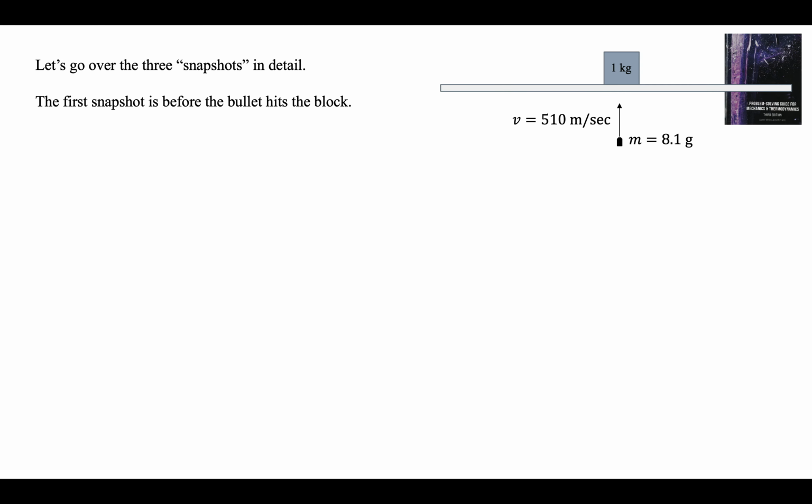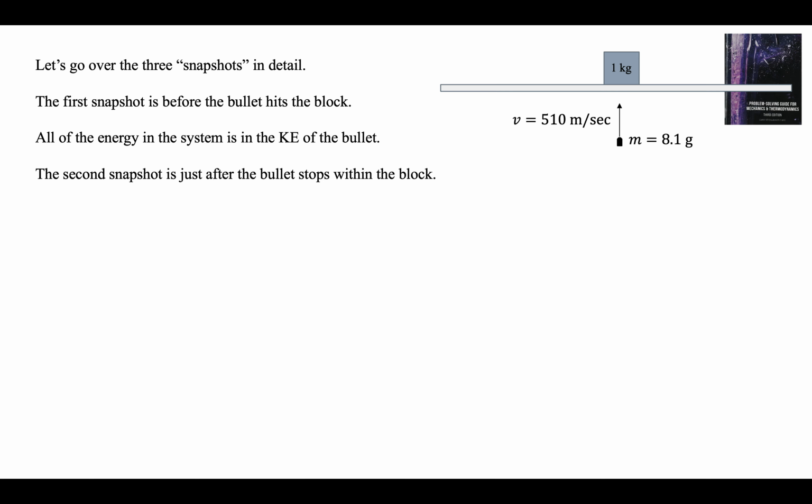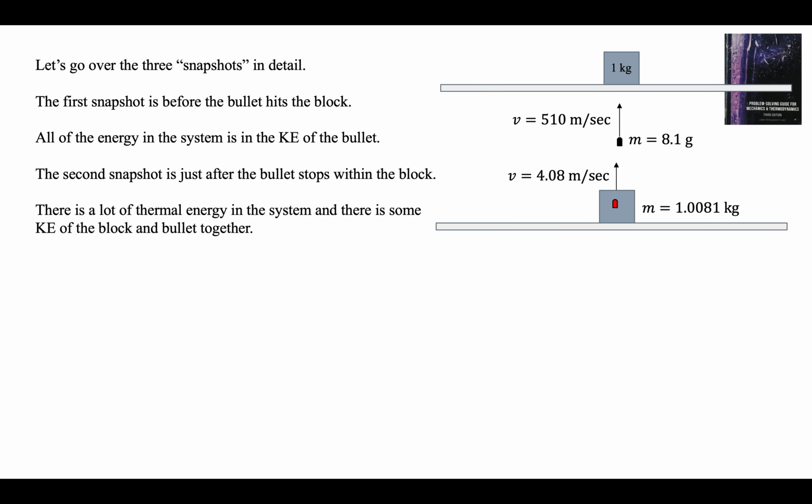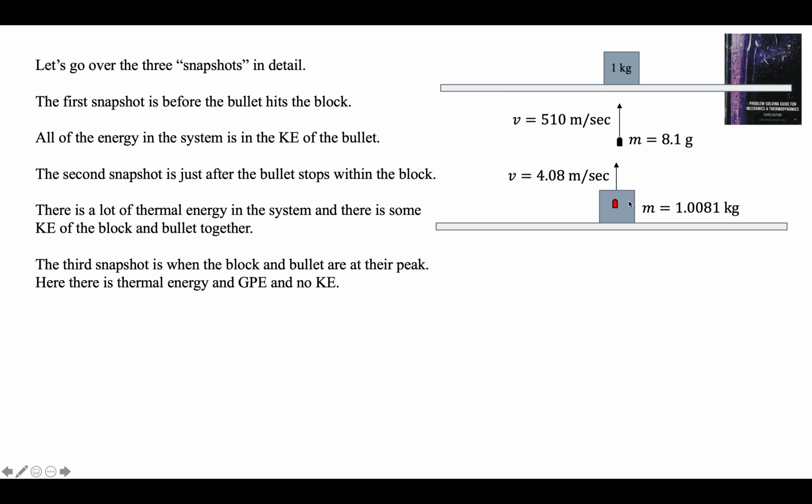So let's go over these three snapshots in detail. The first snapshot is before the bullet hits the block. That's the initial situation. We know how fast it's going now. The second snapshot is just after the bullet stops within the block. It's heading upward at 4.08 meters per second. We got a lot of thermal energy generated. There's some kinetic energy left in the block and bullet together. 12 joules, not much of the 1050. The third snapshot is when the block and the bullet are at their peak. Here there's gravitational potential and no kinetic. Everything stopped.